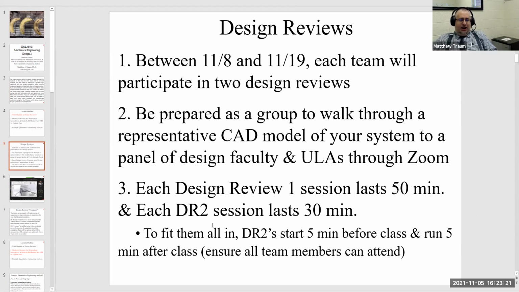The second design review really only needs to be 30 minutes long. I found that 45 or 50 minutes is too long for that second design review, but 30 minutes is just about right. And so 30 minutes is a short enough time that we can actually fit 2 of them more or less into a class period, right? Class periods are 50 minutes. 2 of these together gives us 60 minutes.